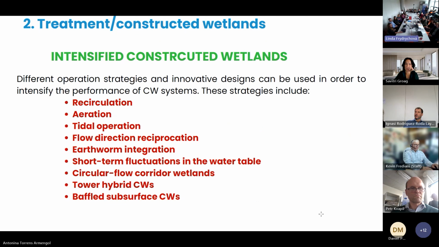Now these are the new ones, the intensified constructed wetlands. The new tendencies are to do recirculation in a little bit of space to have more pollutant removal, and aeration. Then earthworm integration. In Toulouse they are trying this, and it works a lot to put some other animals in to enhance the degradation.